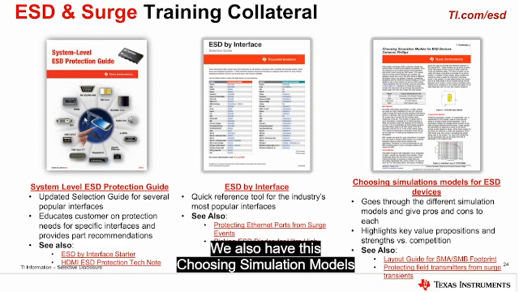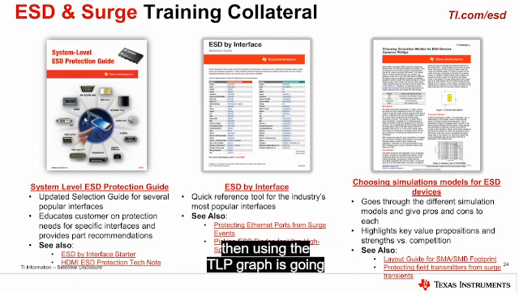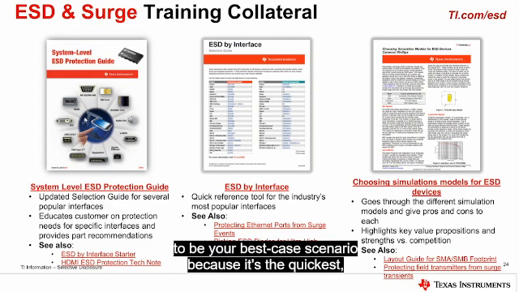We also have this choosing simulation models for ESD devices document that goes through the pros and cons of each of the different types of simulation models you can have. It basically ends up with the idea that if you want to simulate for ESD protection levels, then using the TLP graph is going to be your best-case scenario, because it's the quickest and easiest way to tell what is going to protect.